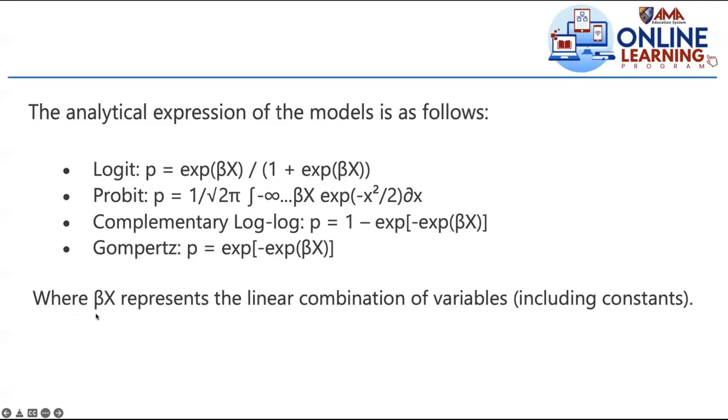Now this beta x, remember I mentioned this at the beginning. This is the one with b1 x1, b2 x2, and so on and so forth, depending on the number of independent variables you have. This beta x represents the linear combination of variables, including constants. The constants there are b1, b2, b3, and so on. Remember, in logistic regression, we can still have more than one independent variable.